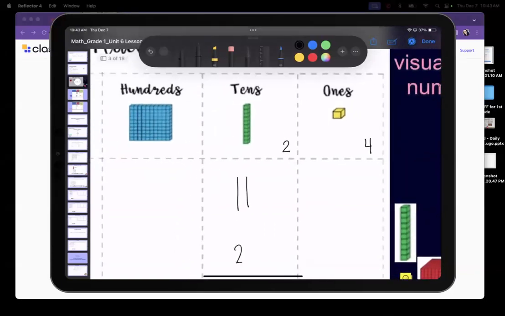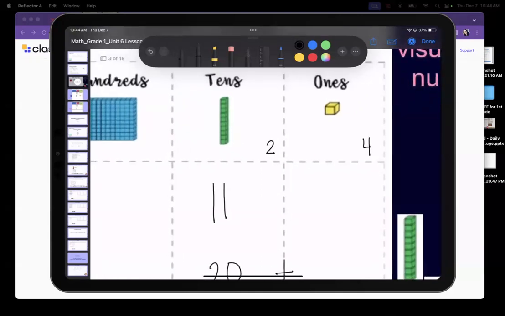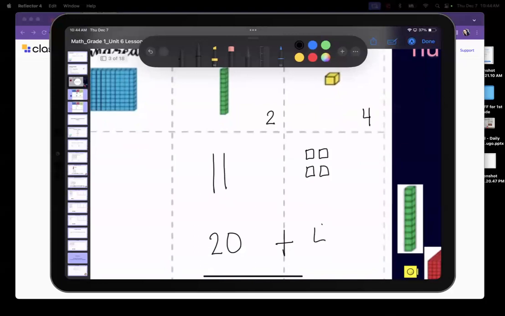So you have a 20 if you're going to do expanded notation, plus how many are going to be in the ones? 4. So 21, 22, 23, 24. So 20 plus 4 is 24. Wow. Good job, Quinn.